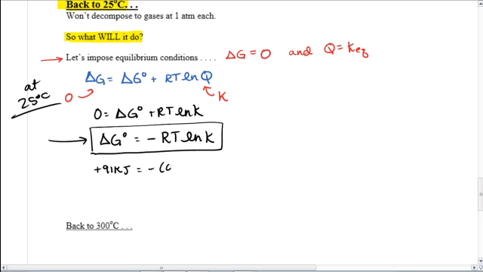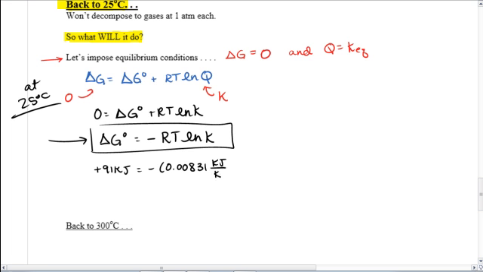That's equal to our gas law constant, 0.00831. That's in kilojoules, not joules. Whew, just lost my whole box. Kilojoules per mole Kelvin. The temperature is 25 degrees Celsius, so 298 natural log K. And so K, if we solve for it, is 1.1 times 10 to the minus 16.